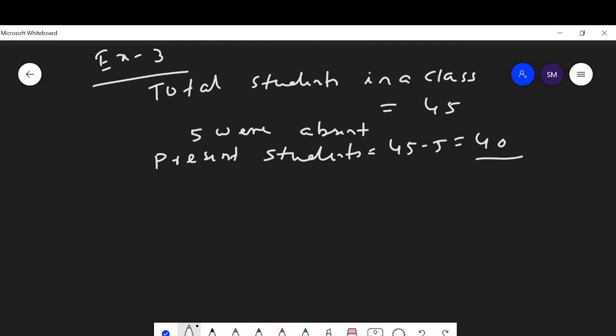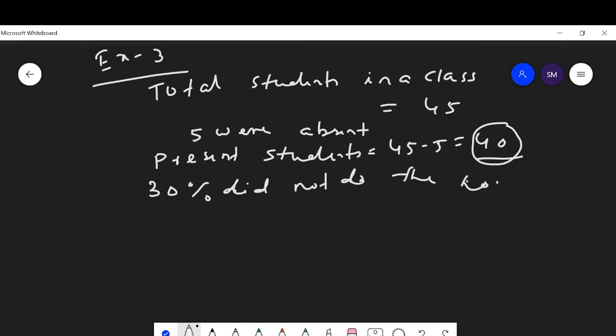40 students are present. But the question says 30% of the remaining had failed to do homework. Out of the 40 students present, 30% failed to do the homework. Then how many did the homework? Where 30% did not do it means 70% did the homework. 70% did the homework.